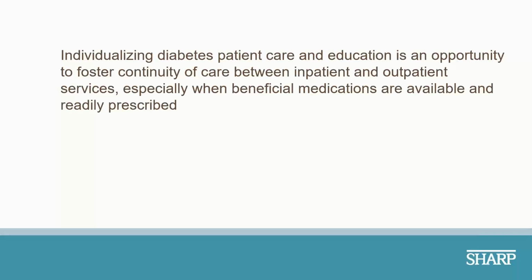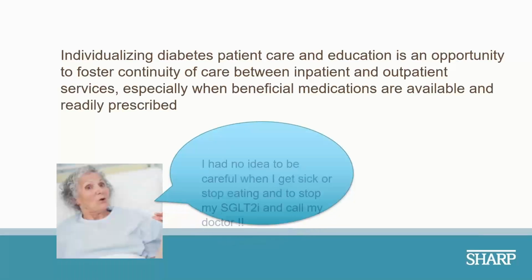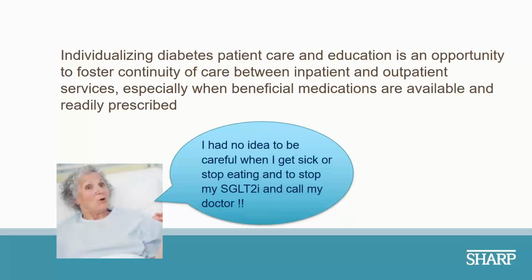So really why I bring all this up is that what we found at Sharp is that individualizing diabetes care and education is an opportunity to foster continuity of care between inpatient and outpatient services, especially when beneficial medications are available and readily prescribed. We don't want to have our patient in the hospital saying, I had no idea to be careful when I get sick and stop eating and stop my SGLT2 inhibitors and call my doctor. So it seems very, very simplistic, but as many of us know, sometimes the simple education and the simple actions are what get lost when we're trying to make sure that our patients get their medications, they're taking them, all of that.